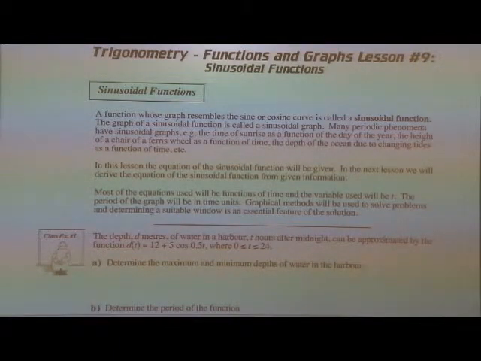Most of the equations will be a function of time, and the variable used will be t. Because it's a function of time, we have to read the questions carefully because sometimes our rounding rules are not going to necessarily work. We're not always going to round to the closest. We might have to round up or down depending on the situation.